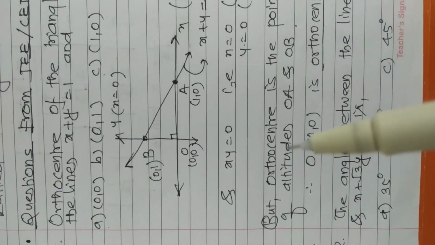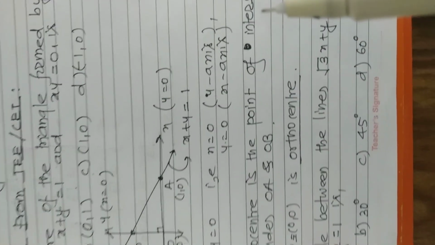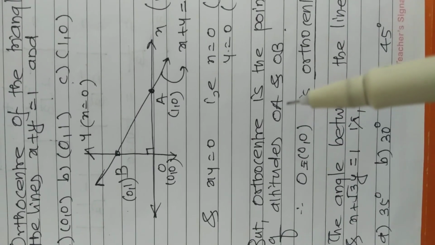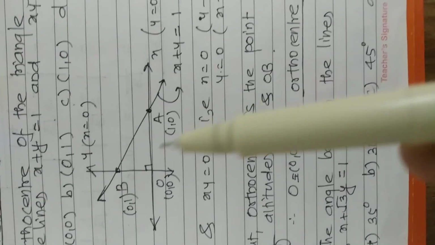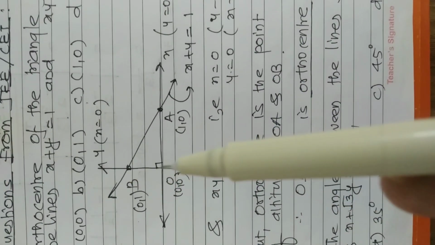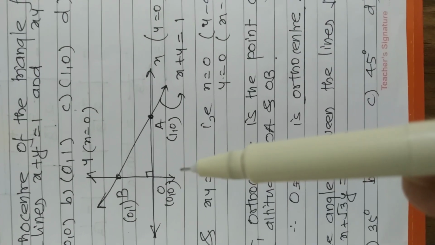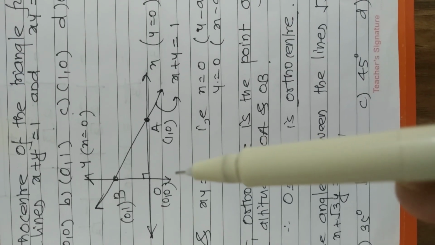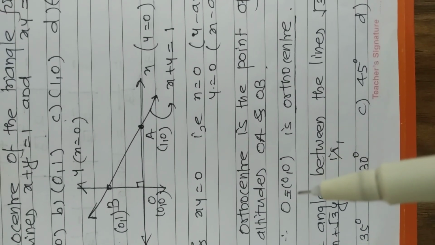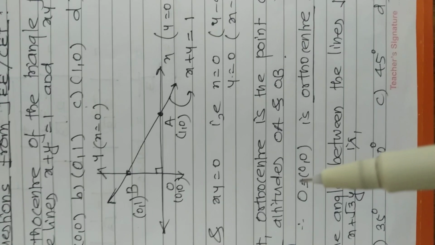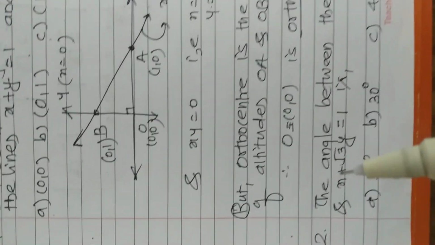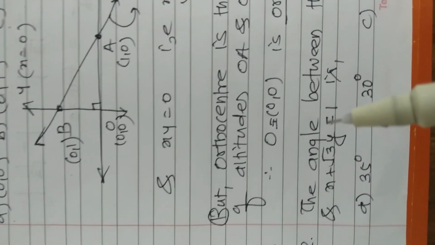Orthocenter, you know, is the point of intersection of altitudes. Now altitudes are concurrent, so you can consider any two altitudes. Look into that: OA and OB intersect each other at point O, and those are perpendicular. So that's why the orthocenter of that particular triangle is nothing but the origin, and it is (0, 0).